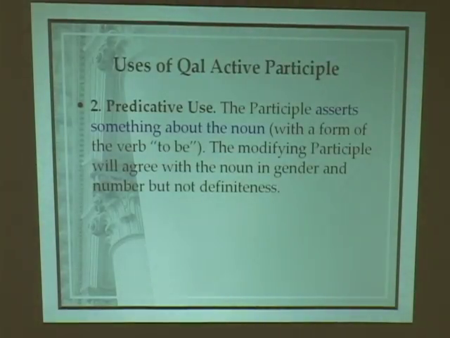with a form of the verb to be. So it would usually be is or are statements. In this case, the modifying participle will agree with a noun in gender and number, but not in definiteness. So in order to distinguish attributive or predicative use, you will have to basically see if it agrees in definiteness or doesn't agree in definiteness. Okay?